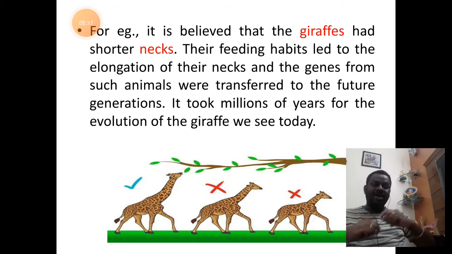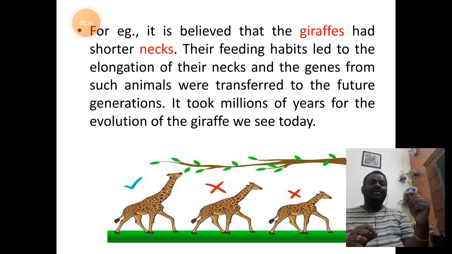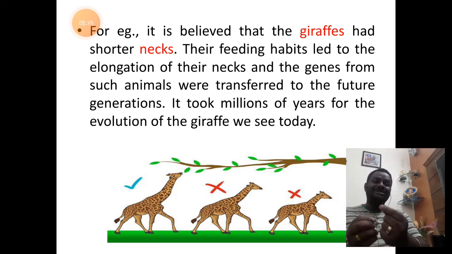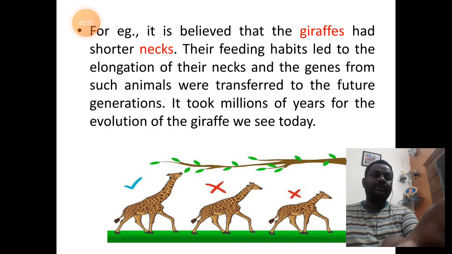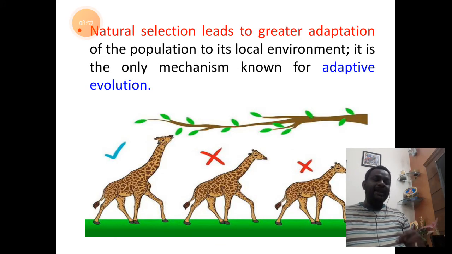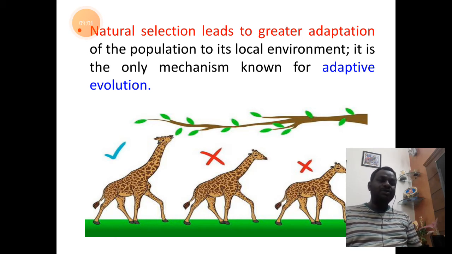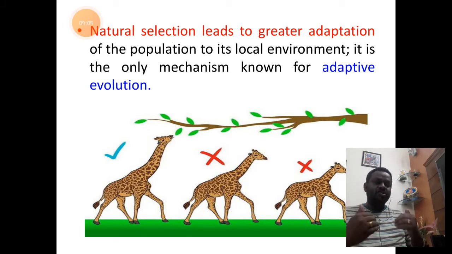So the genes for stretched necks were accepted by nature, and these changed genes were inherited by their offsprings. So, with millions of years of time, modern giraffes with a long neck evolved from the short-necked ancestral giraffes. The reason for the evolution and natural selection of individuals with the change in genes is greater adaptation to the local environment. This is called adaptive evolution.